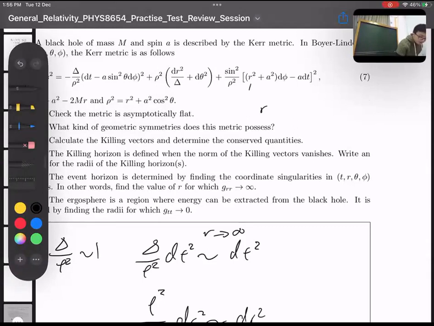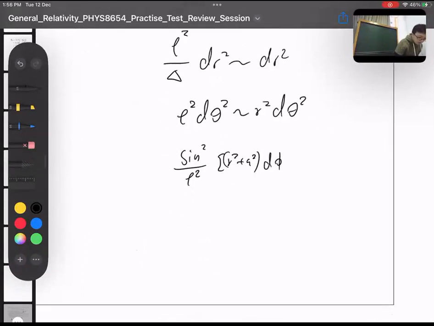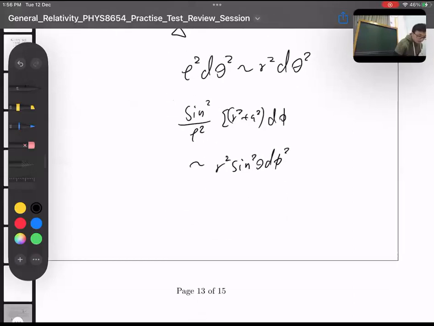This term. But there's another squared term. So this is of r to the 4. But r to the 4 divided by rho squared is of order r squared. So this would be r squared sine squared theta d phi squared. So this term here is of order this. So in the asymptotic limit, it becomes Minkowski.